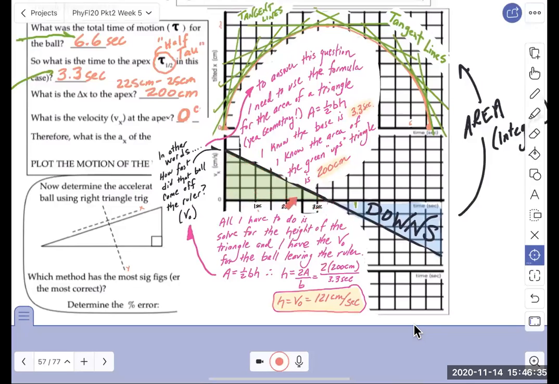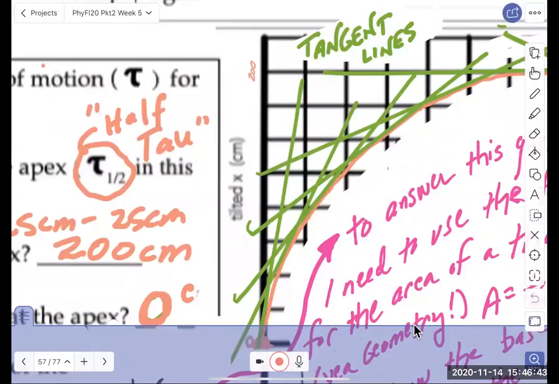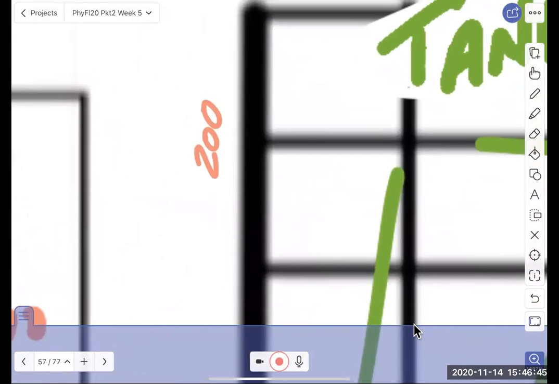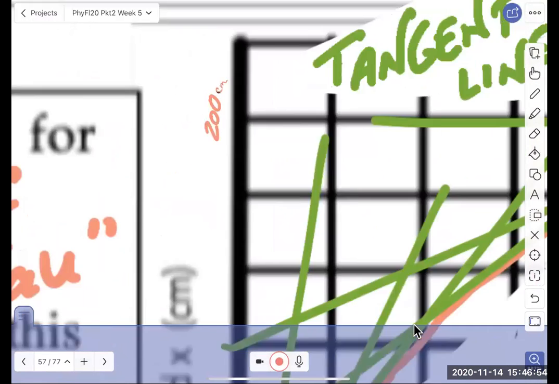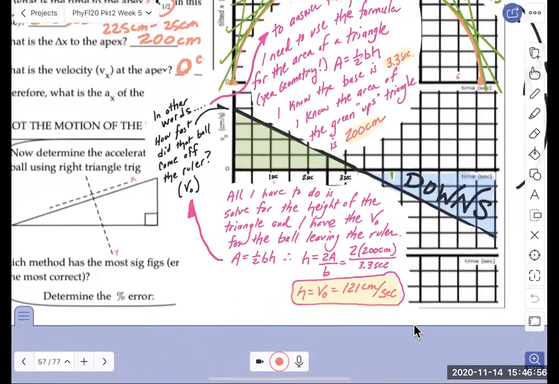Now I know that because this graph is measuring area, and I ended up at, let me blow this up a little bit so you can see it, 200 centimeters. So I'm using the graph on top to help me with the graph on bottom. All right, so then we keep going.